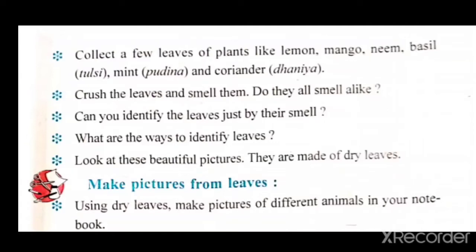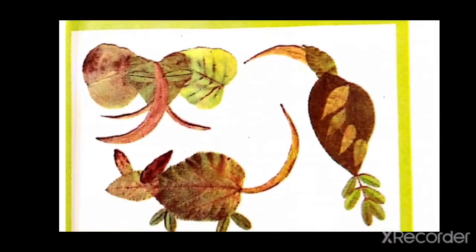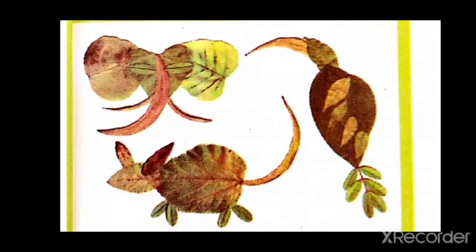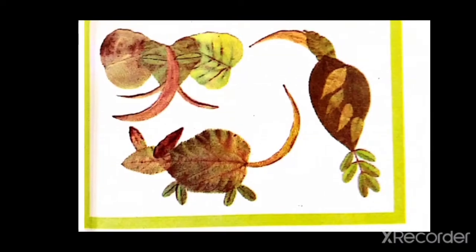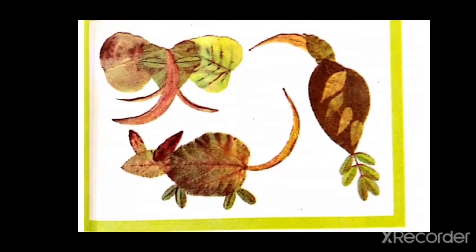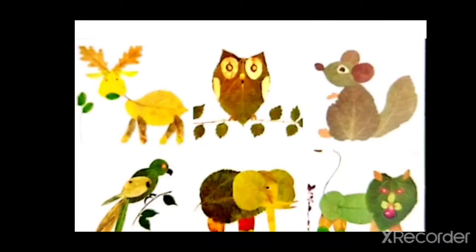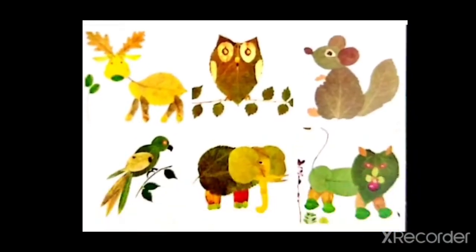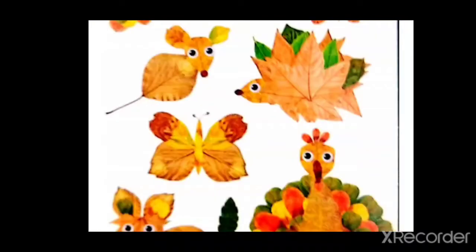Now, look at this beautiful picture. They are made of dry leaves. Look at these pictures. These are very interesting pictures and they are different animals made with dry leaves. You can also try this. You can collect some leaves, dry them and make different animals. Using dry leaves, make pictures of different animals in your notebook. This is a very fun activity.